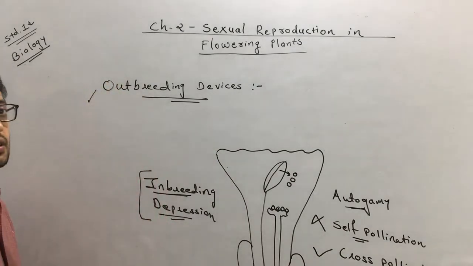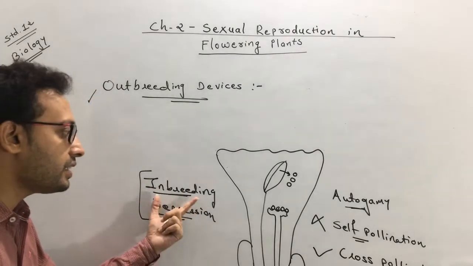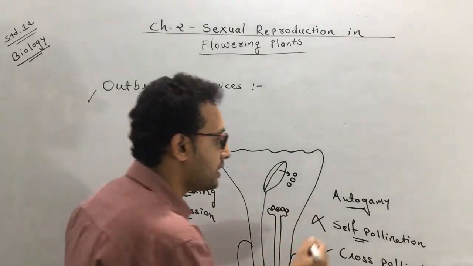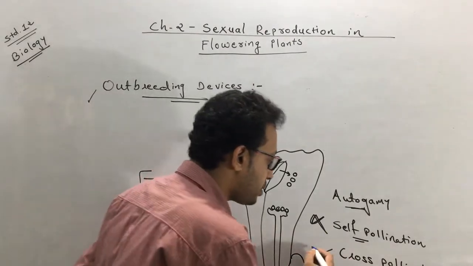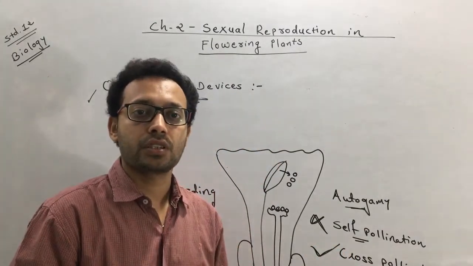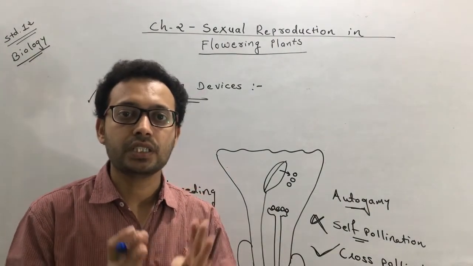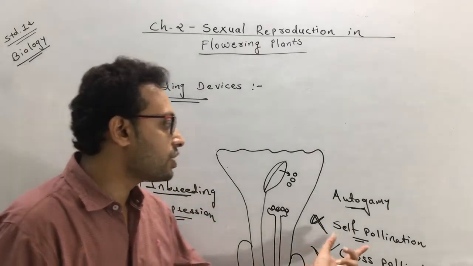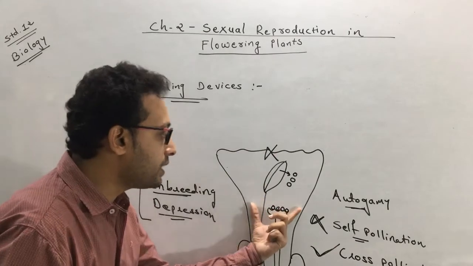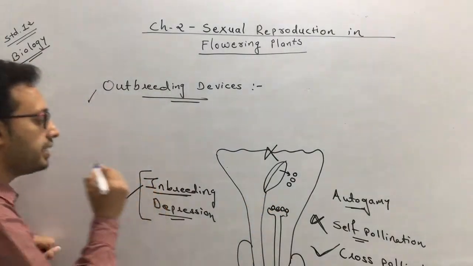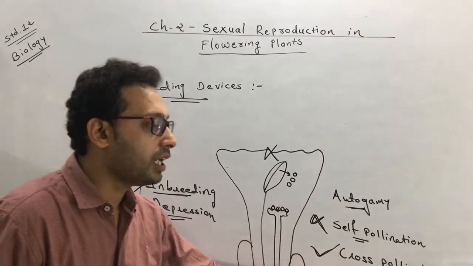That is called outbreeding devices. So what are outbreeding devices? Outbreeding devices prevent inbreeding. How do they prevent inbreeding? They do something by which self-pollination is discouraged or inhibited, or something by which cross-pollination is promoted or encouraged. In short, outbreeding devices are the strategies adopted by a plant which discourage self-pollination and encourage cross-pollination. Self-pollination should not happen, because if it happens, it may lead to inbreeding depression.